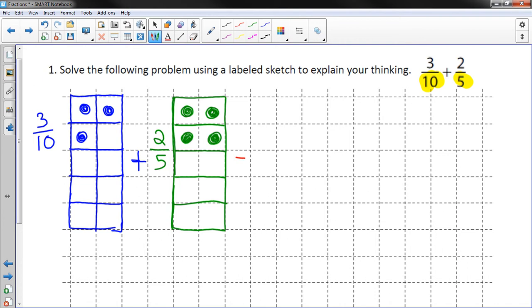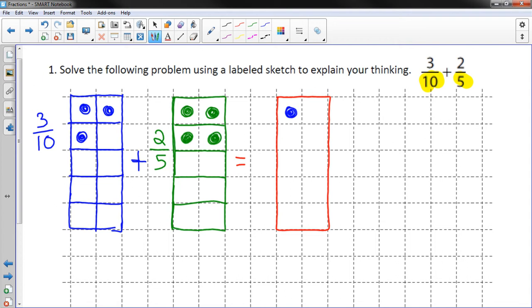And I'm going to go ahead and build, I like to call it an answer rectangle. That's exactly the same size. And now I just have to put the 3/10 and the 2/5 circles, shaded squares, eggs, all into one rectangle, or I like to say one basket, because that's what adding is.